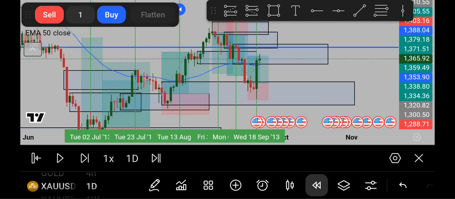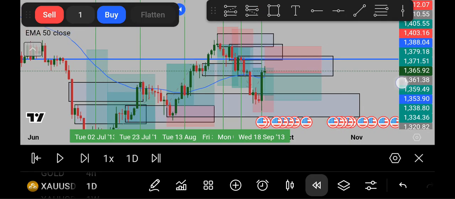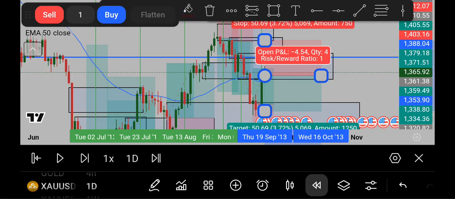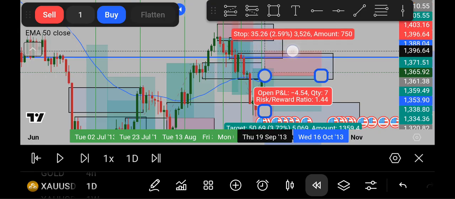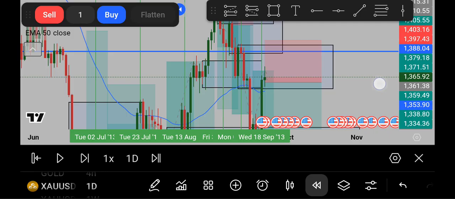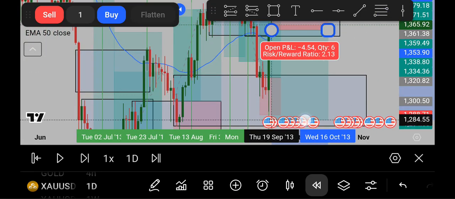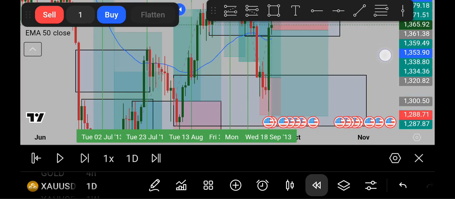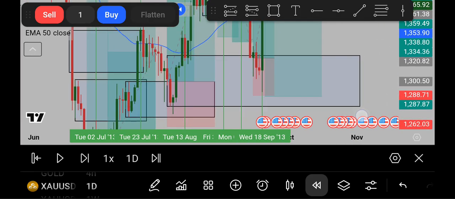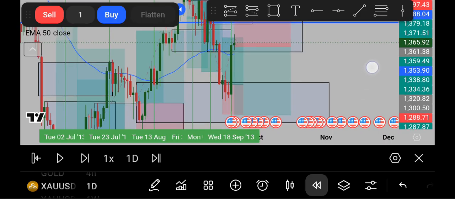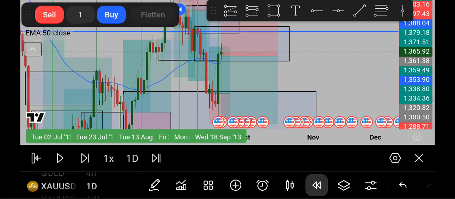So what are we going to be doing? I'm looking for another sell opportunity from here. Stop goes below the low at this level. Then I will be targeting another 2 hour on this trade. Another 2 hour. Let's see.